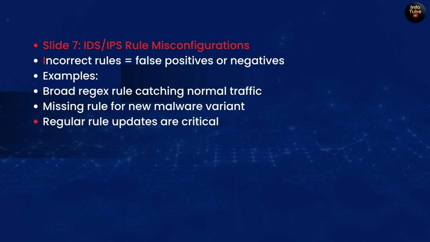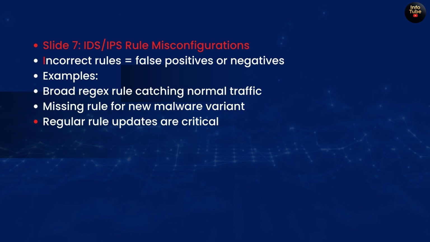Next are false positives and false negatives. A false positive is when normal behavior is flagged as malicious, like flagging a legitimate file transfer as data exfiltration. A false negative is when malicious activity goes undetected, like a hacker using HTTPS to exfiltrate data and bypassing detection. Both are dangerous. One disrupts operations. The other allows a breach to go unnoticed.